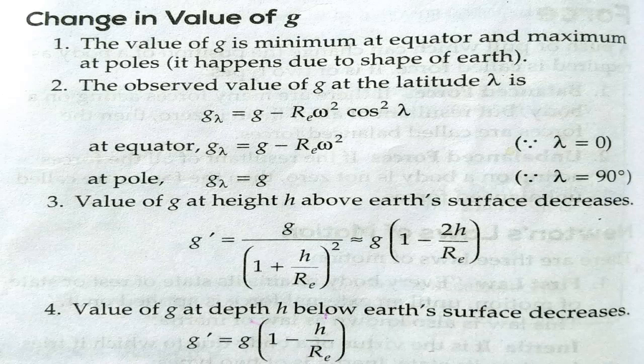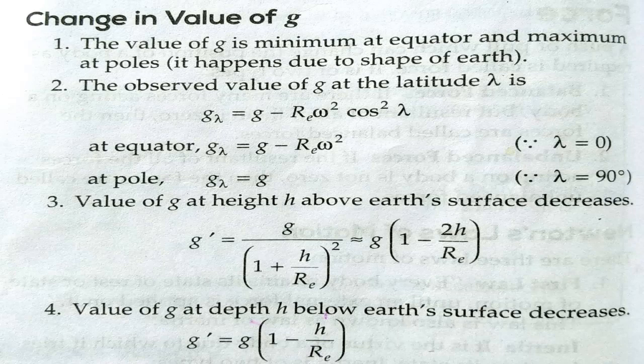Second one, the observed value of small g at the latitude lambda is: small g lambda is equal to small g minus R e omega square cos square lambda. At the equator, lambda is equal to 0. Therefore, small g lambda is equal to small g minus R omega square.